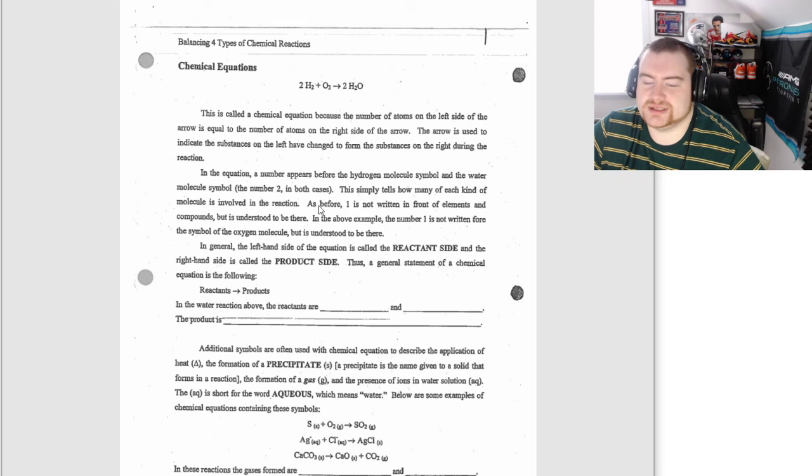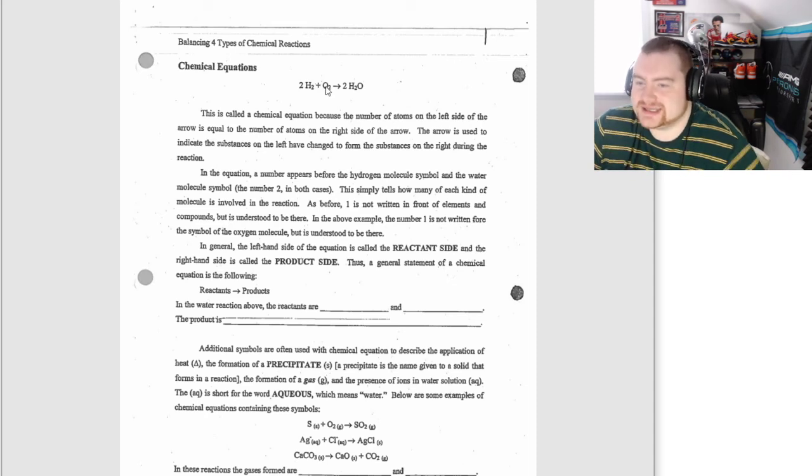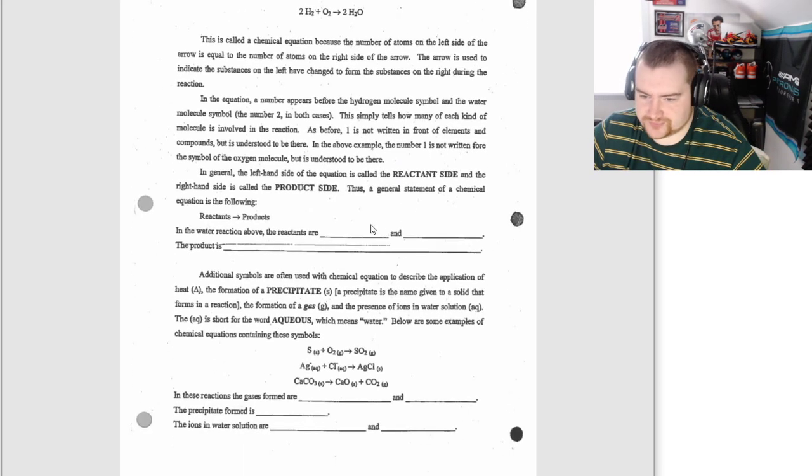As before, 1 is not written in front of the elements and compounds, but it is understood it is there. In the above example, number 1 is not written for the symbol of the oxygen molecule, but is understood to be there. So there's no 1 here, right? But there has to be one of them if we wrote it. So we just don't write 1. In general, the left-hand side of the equation is called the reactant side, and the right-hand side is called the products. So the left-hand side will always be called the reactants, right side is the products.